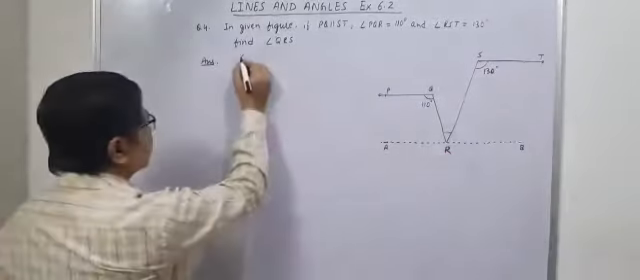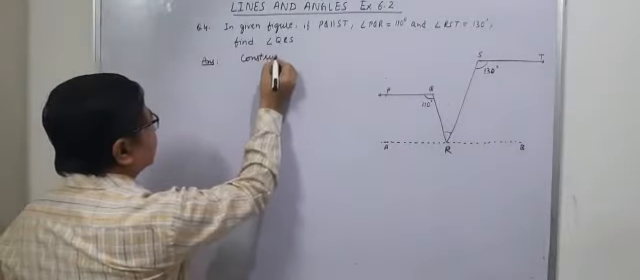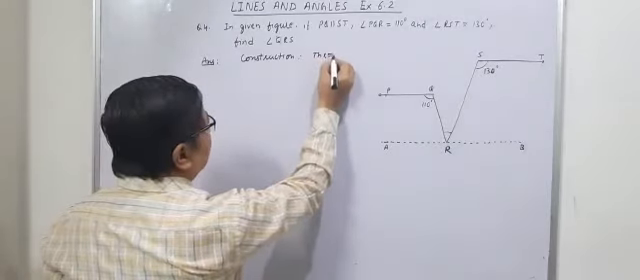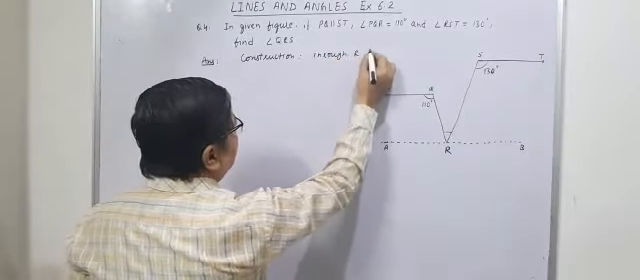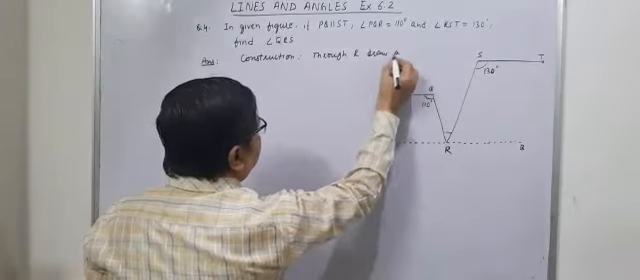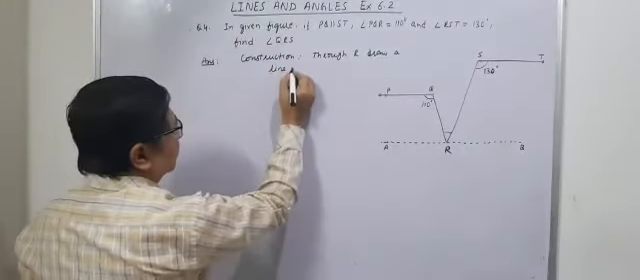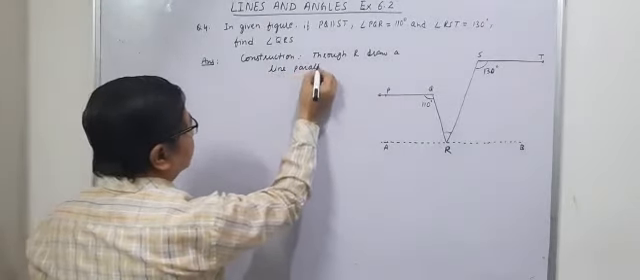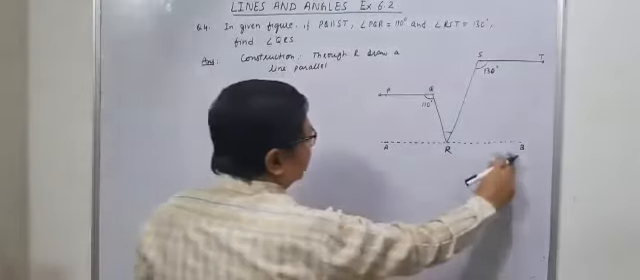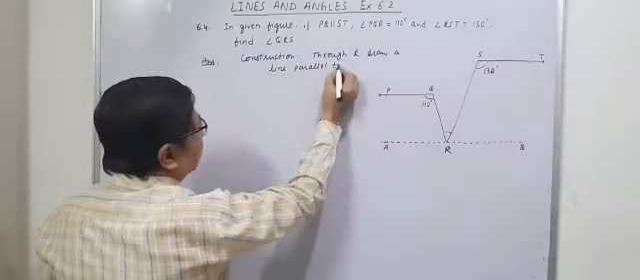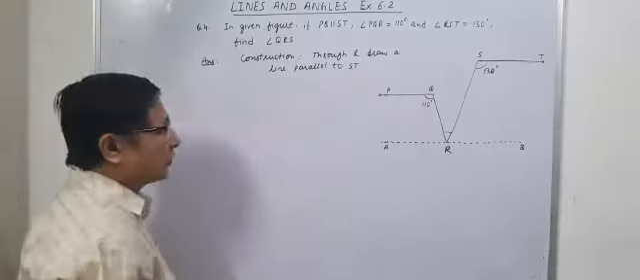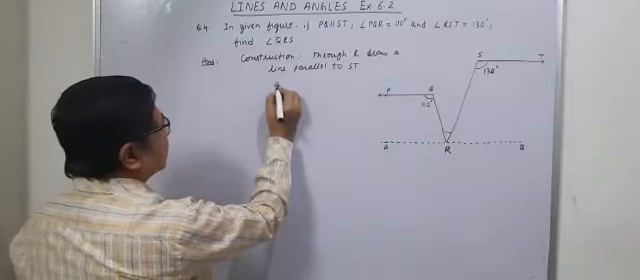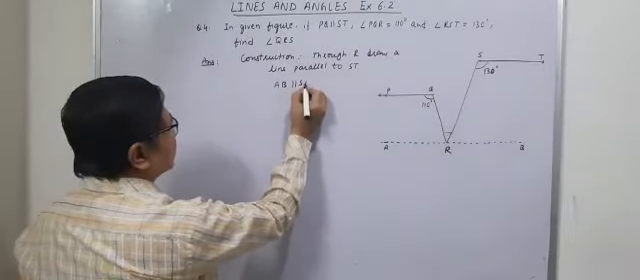So what is the construction here? We have done the construction through R: we have drawn a line AB parallel to ST. This is the construction. So we can write AB is parallel to ST.